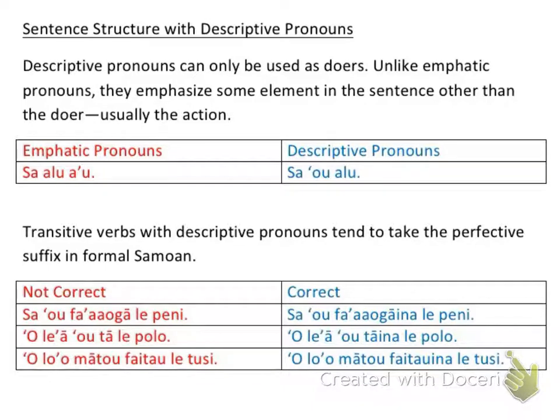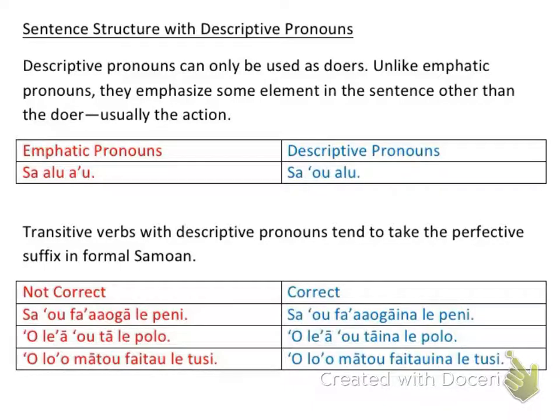This video will expand on the last two videos we've been discussing, and if you haven't memorized the descriptive pronouns, you need to do that now in my last video. Assuming that you've done that, descriptive pronouns can only be used as doers, so they can only act as the subject of the sentence. And unlike emphatic pronouns, they emphasize some element in the sentence other than the doer, usually the action. So my descriptive pronouns can only be used as the person doing the action or the subject of the sentence. And they emphasize the description of what's going on or the action taking place.